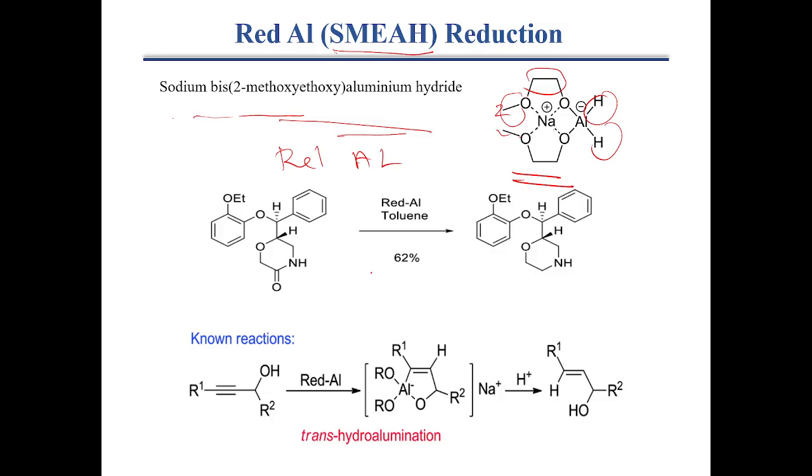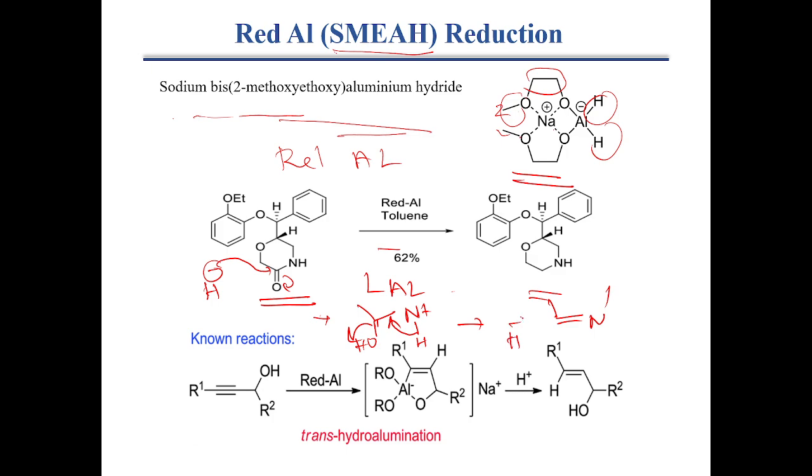So the application is reduction of amides. Both Red-Al and lithium aluminum hydride reduce amide to amine. So the mechanism could be: first the hydride will attack, so it will form OH. Now elimination of a water molecule gives this imine. Now one further hydride attacks the imine, which forms the amine.